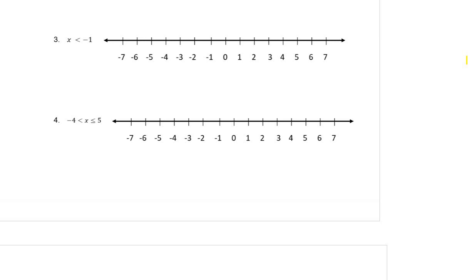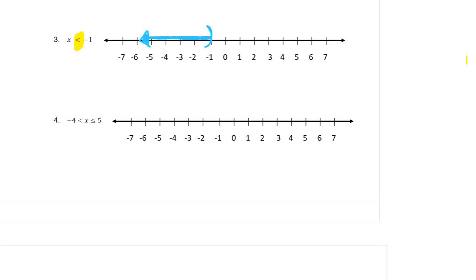Okay, problem 3, x is less than -1. The first thing I want to do is figure out which side of -1 I am going to shade on. Well, since I'm looking at numbers that are less than -1, I'm looking at shading to the left of -1. Now the next thing I need to do is figure out, am I using a parenthesis or a bracket? Because I have a strictly less than, that means that I cannot actually equal -1, so I need a parenthesis.